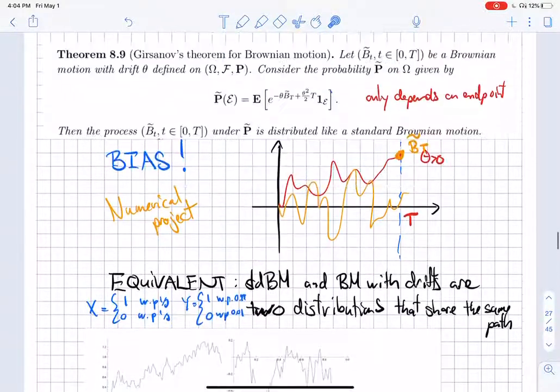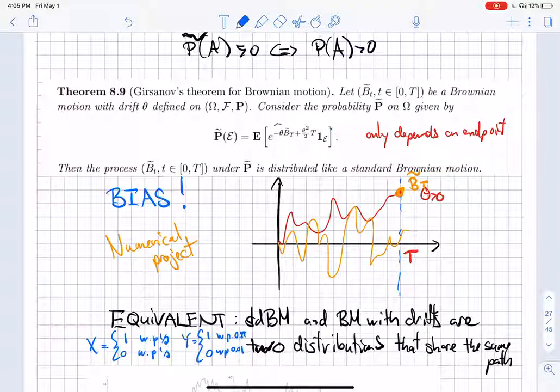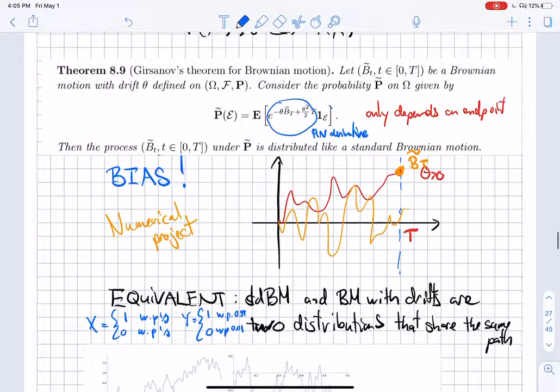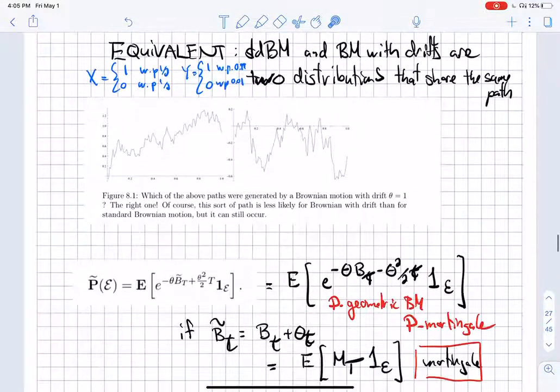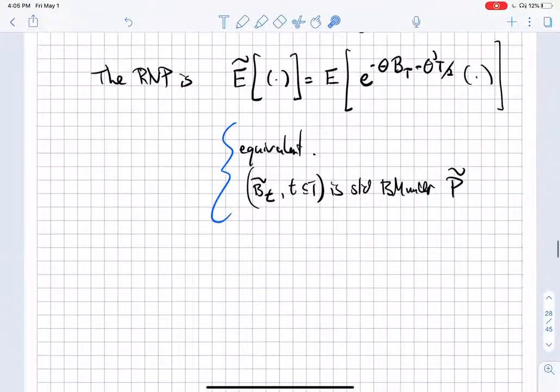Okay. By the way, this factor has a name. This is called the Radon-Nikodym derivative. Okay, just so you know. All right, so this is essentially what I wanted to say.